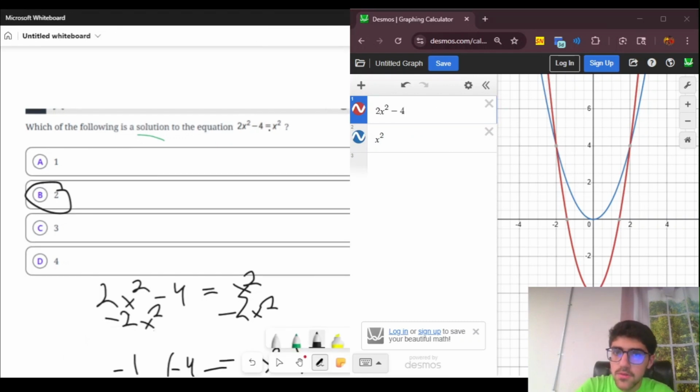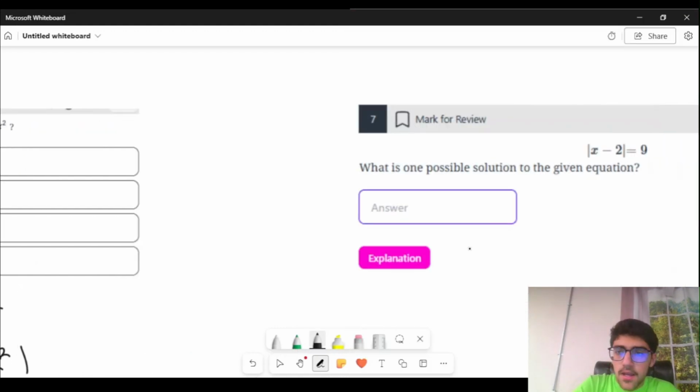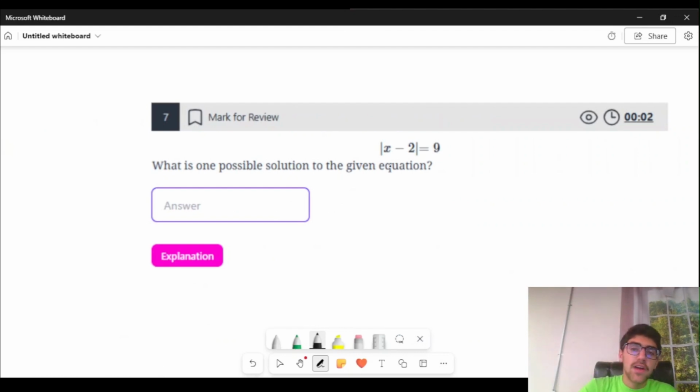So now let's move on to the next problem. The next problem tells us that the absolute value of x minus 2 equals 9. This absolute value is a nonlinear function, so that's one of those nonlinear equations. What is one possible solution to the given equation? So we want the absolute value of x minus 2 to equal 9.